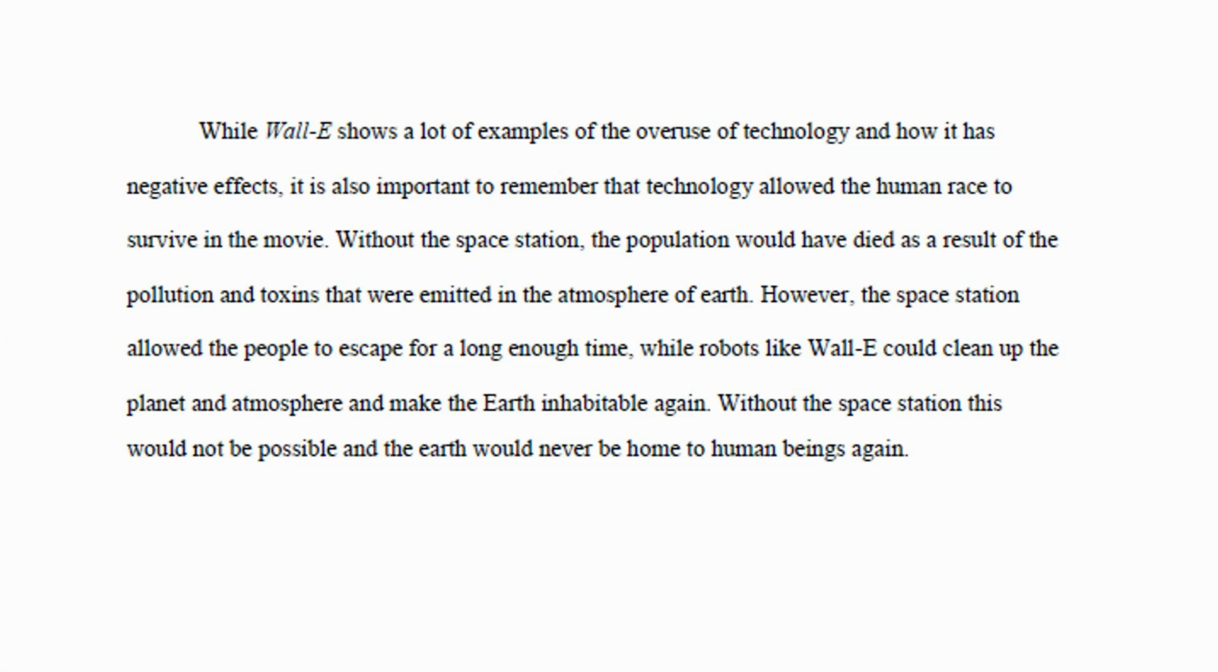And this paragraph from later in the paper is a good example of that. While WALL-E shows a lot of examples of the overuse of technology and how it has negative effects, it is also important to remember that the technology allowed the human race to survive in the movie. Without the space station, the population would have died as a result of pollutions and toxins that were emitted into the atmosphere of Earth. However, the space station allowed the people to escape for a long enough time, while robots like WALL-E could clean up the planet and atmosphere and make Earth habitable again. Without the space station, this would not be possible, and the Earth would never be home to human beings again.